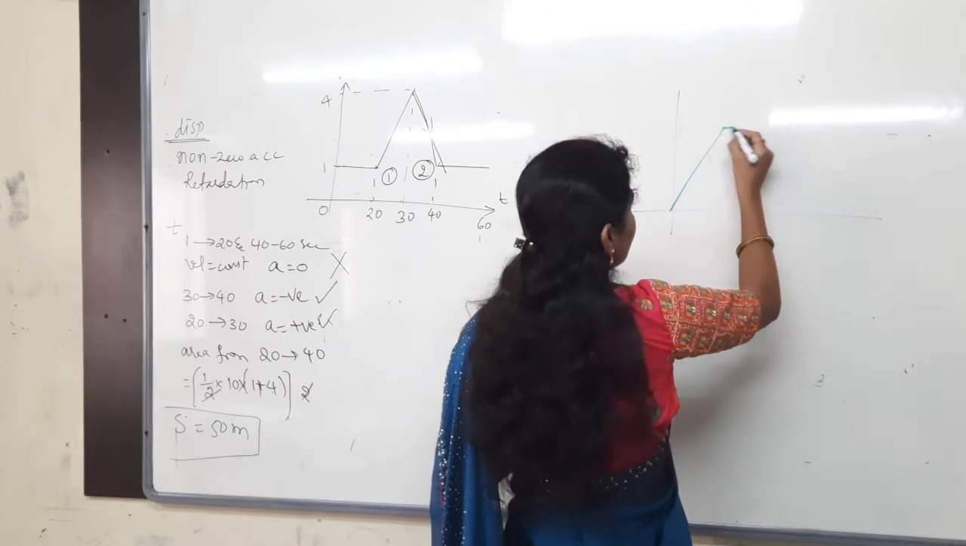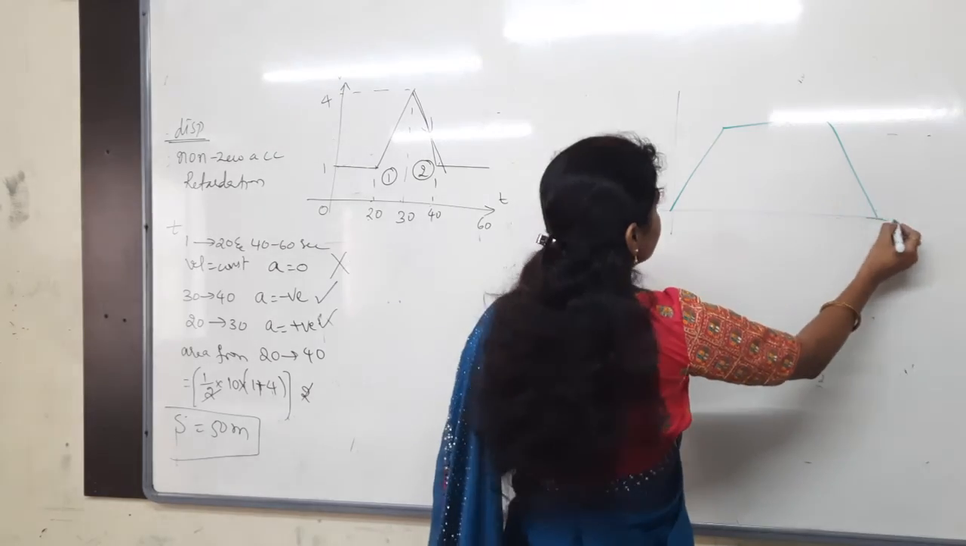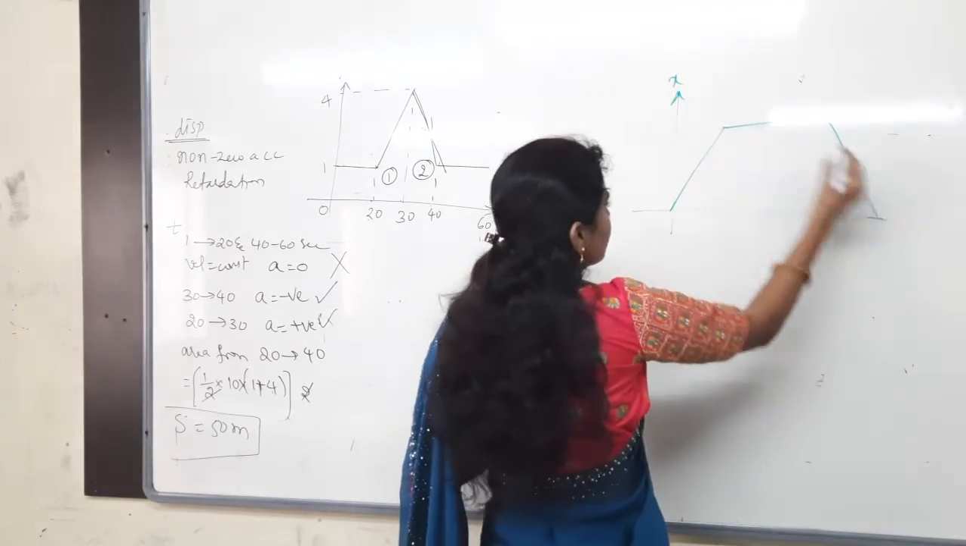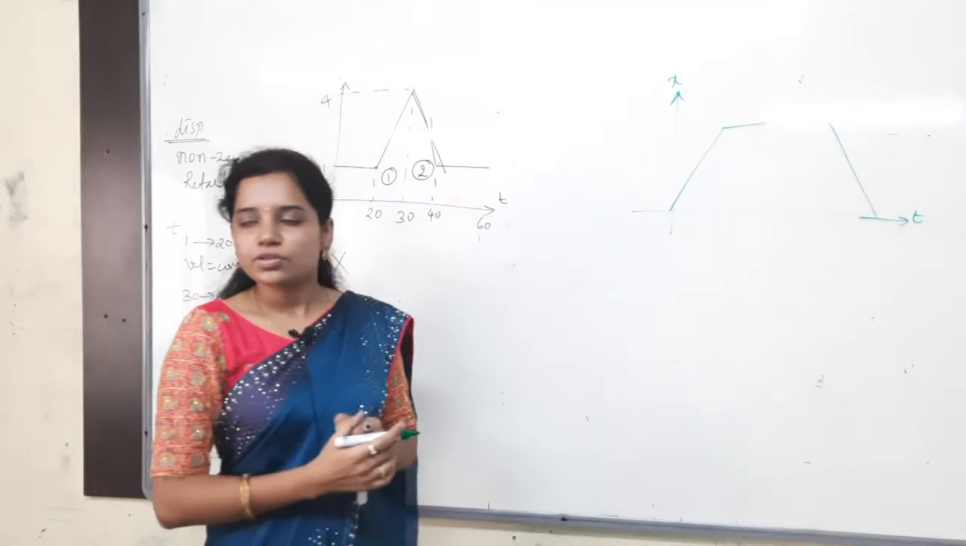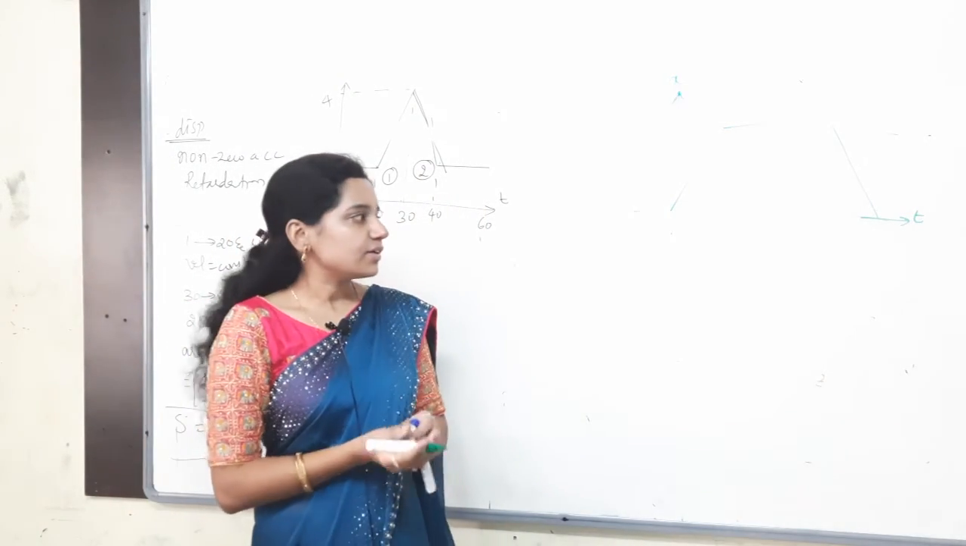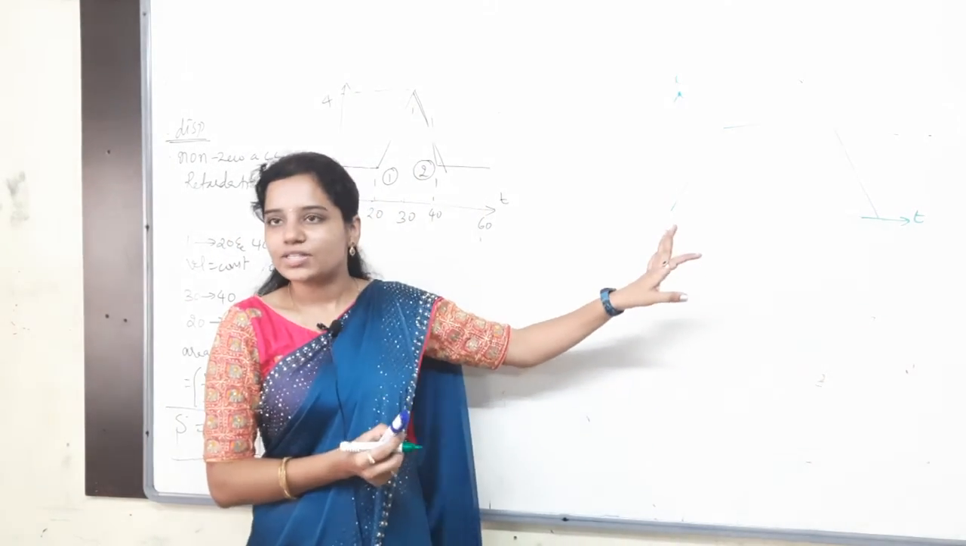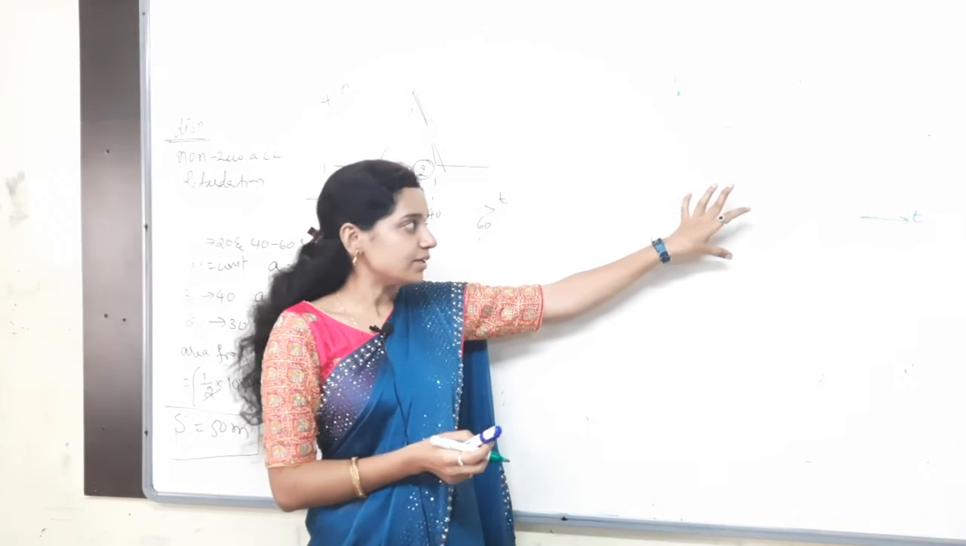So you are having a graph like this, x and then t graph. You have to match the graphs with the options they have given. Listen here, Rajeshwari, listen here.